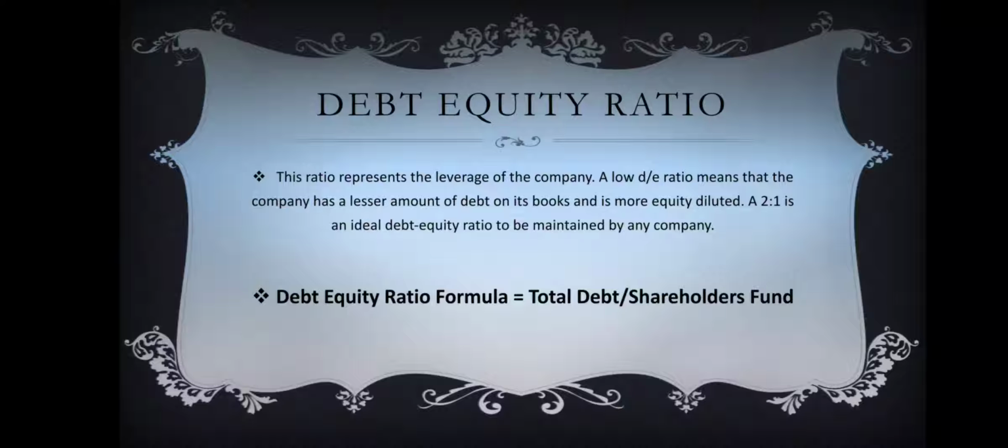Debt equity ratio represents the leverage of the company. A low debt equity ratio means that the company has a lesser amount of debt on its books and is more equity diluted. A 2:1 ratio is an ideal debt equity ratio to be maintained by any company. The formula is total debt divided by shareholders' funds.